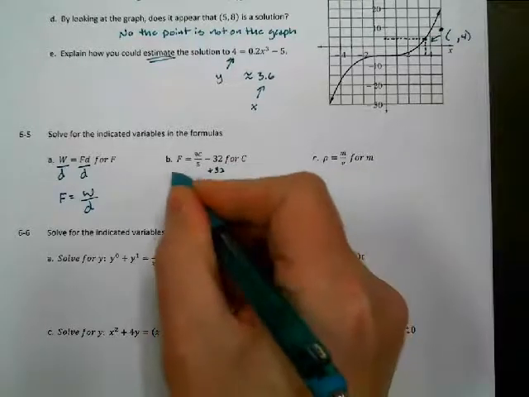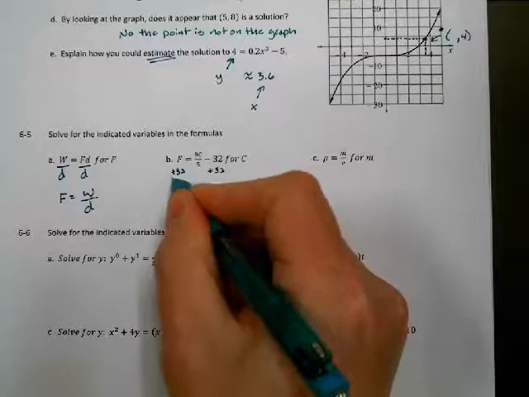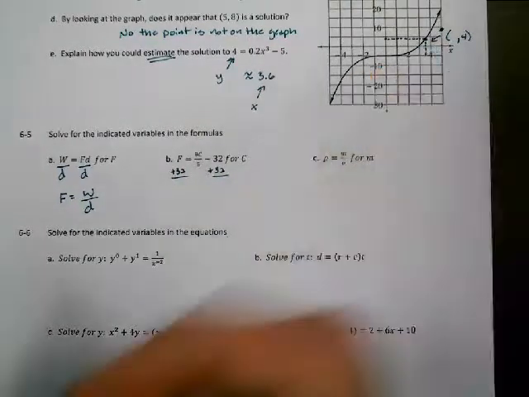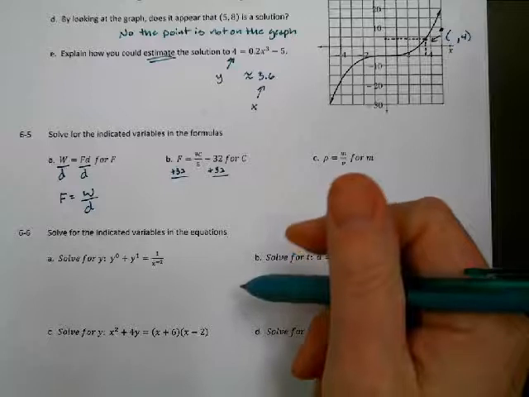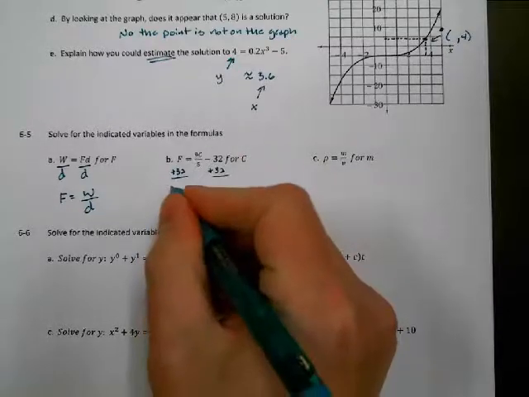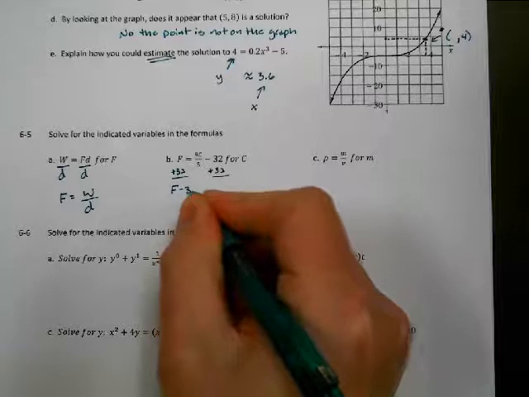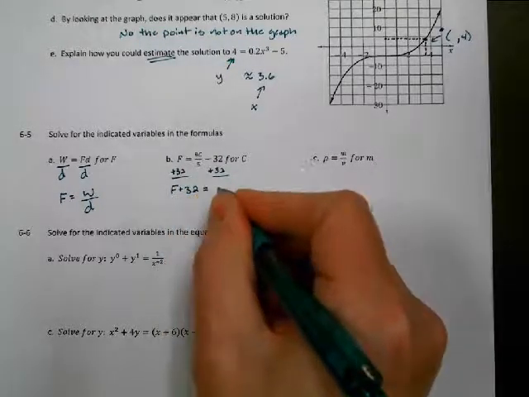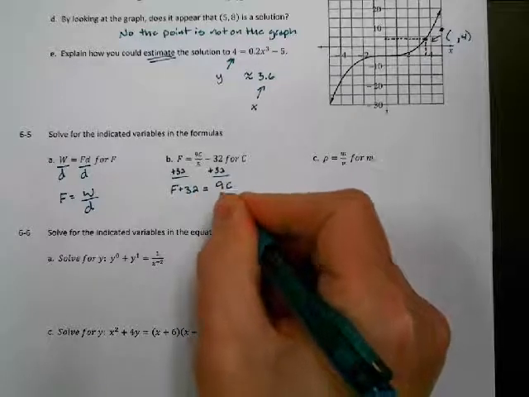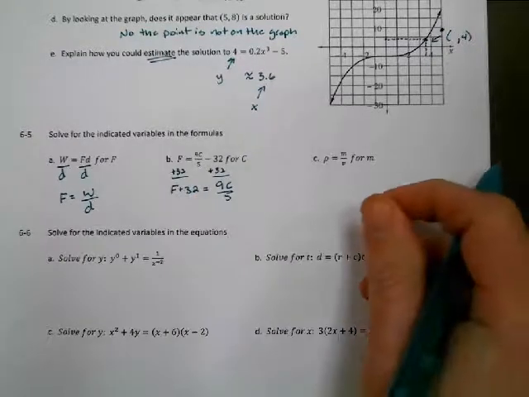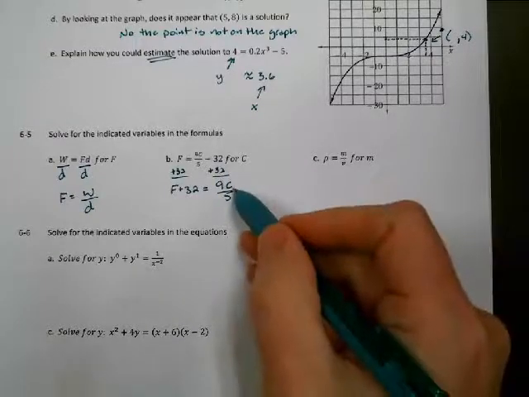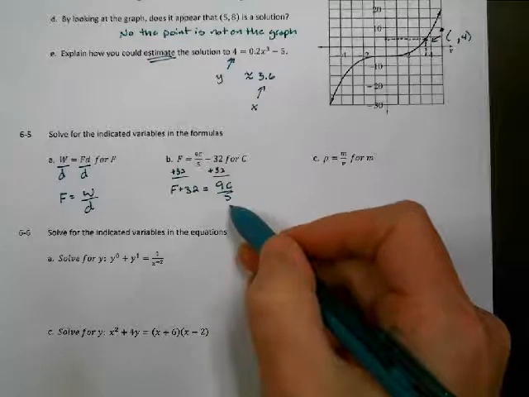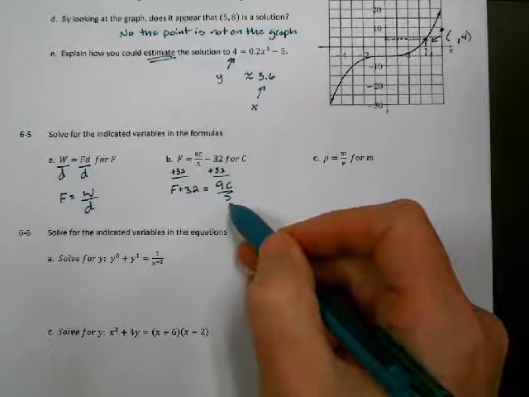Usually when you do these problems, you want to do the addition and subtraction first, and then do your multiplication after that. So here I've got Fahrenheit minus 32 plus 32 is equal to 9c over 5. Now two things are happening with c here. I'm multiplying by 9 and I'm dividing by 5. I can get rid of those at the same time by multiplying by the reciprocal.